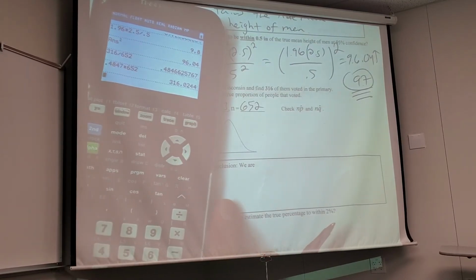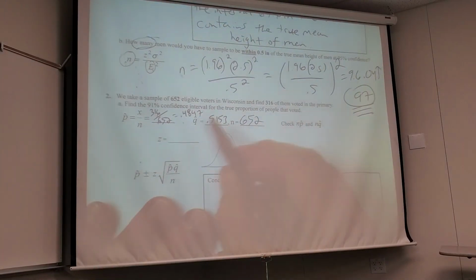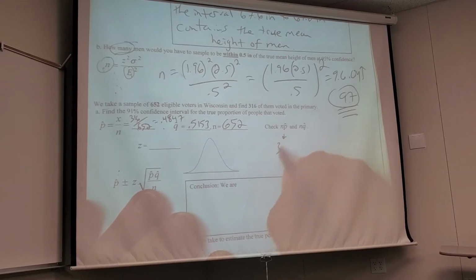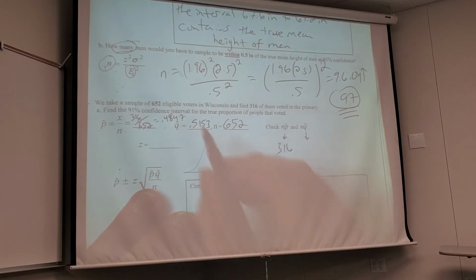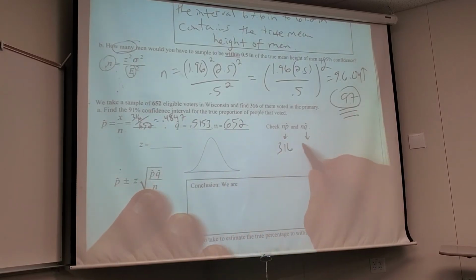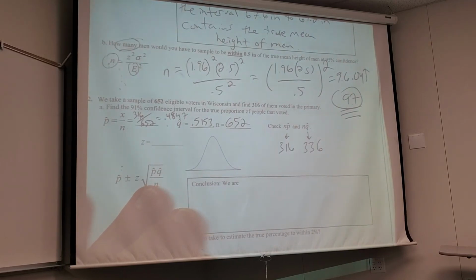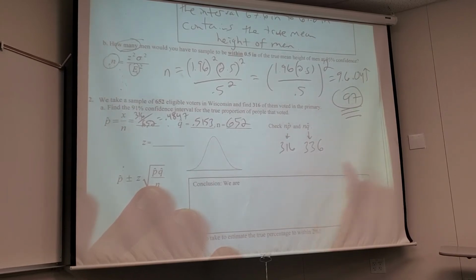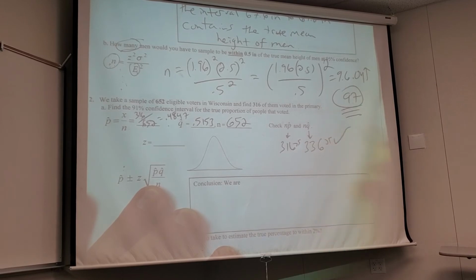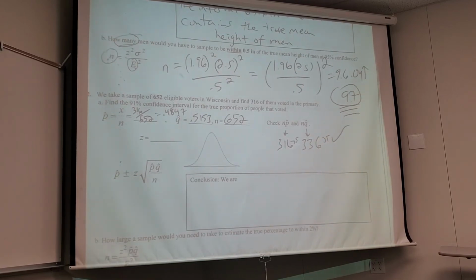Why is it not exactly 316? Because we rounded p hat, didn't we? So some of you guys are going to do all that work, and some of you guys are going to just realize, well, that's 316. And what's this got to be? The rest. So it's going to be 652 minus 316. It's going to be 336. So is this normal enough? Why? Because those are both way bigger than 5. Check. What does that mean? I can do something. If that wasn't true, I can't do anything in Stats 1.